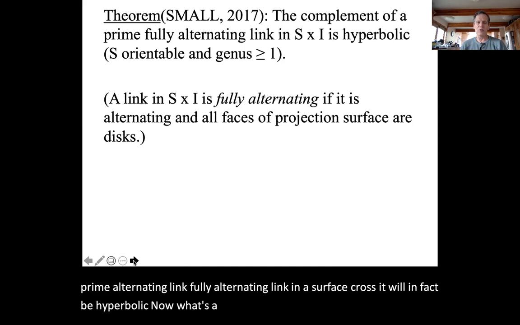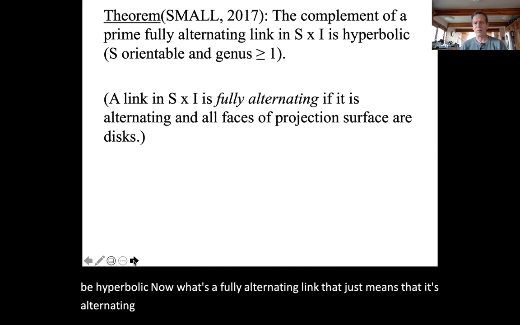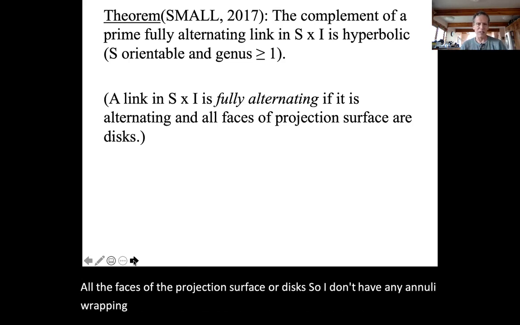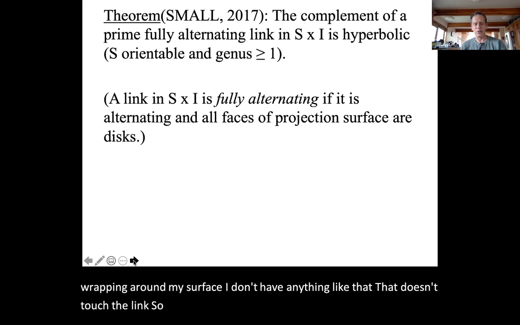That just means that it's alternating and all of the faces of the projection surface are disks. So I don't have any annuli wrapping around my surface, I don't have anything like that that doesn't touch the link. So all of the faces of the projection surface are disks.